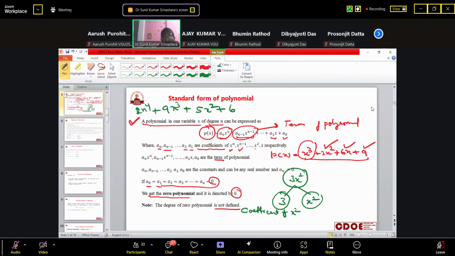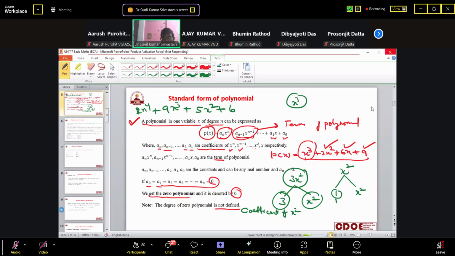The answer is 5. What is the coefficient of x cube in this expression? The coefficient of x cube is 9. If we ask what is the coefficient of x raised to the power 4 in this expression, the answer is 2. Suppose we have x square written here. It is nothing but the product of two terms, 1 and x square. The coefficient of x square here is 1.